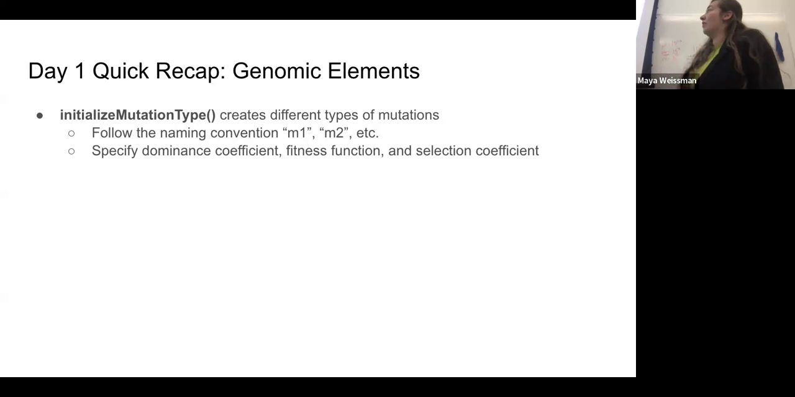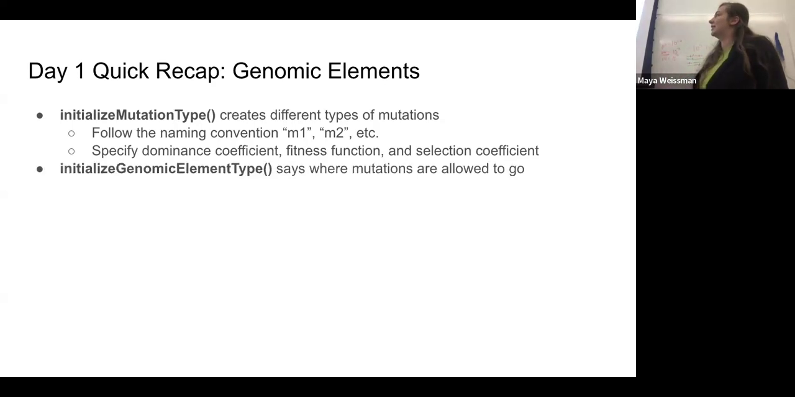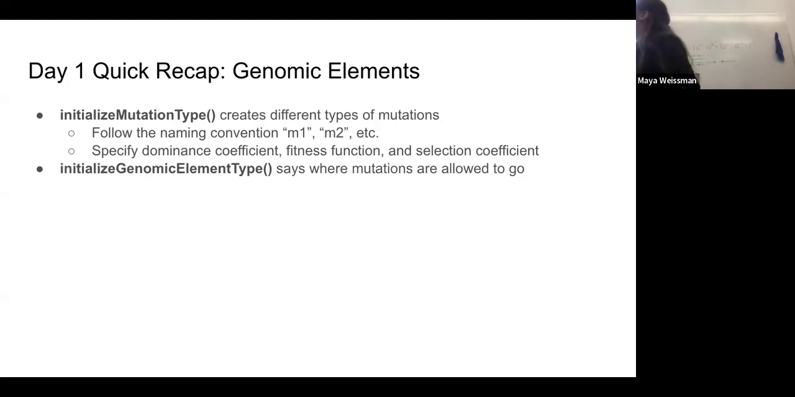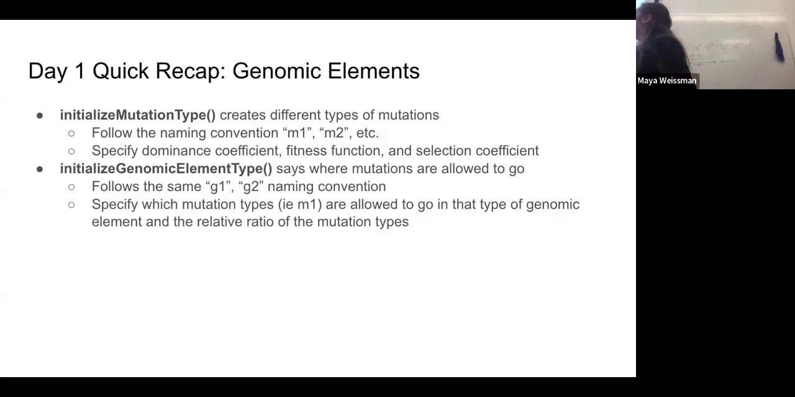You can also specify the dominance coefficient, fitness function, and mean selection coefficient. Initialize genomic element type says where mutations are allowed to go. So inside initialize genomic element type, you'll say, I want to allow m1 and m2 mutations, but not m3, and this is their relative ratio.